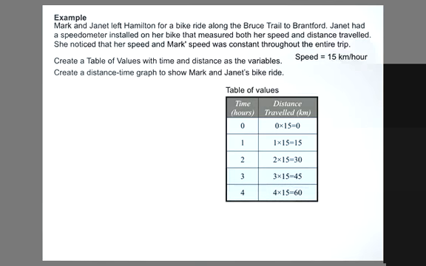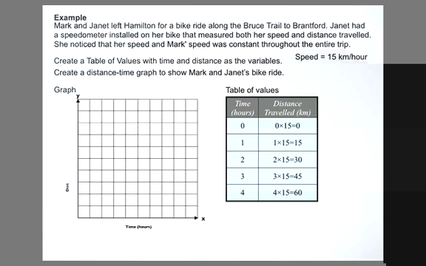Create a distance time graph to show Mark and Janet's bike ride. In a table of values, the independent variable is usually always in the left-hand column. So that will be our horizontal axis of our graph. So for our graph, we'll have time in hours on our horizontal axis and distance traveled in kilometers on our vertical axis. And we'll add a scale. We're going to let each square represent 1 hour along the bottom, and each square represent 10 kilometers along the vertical axis.